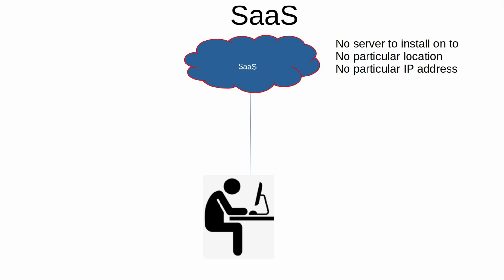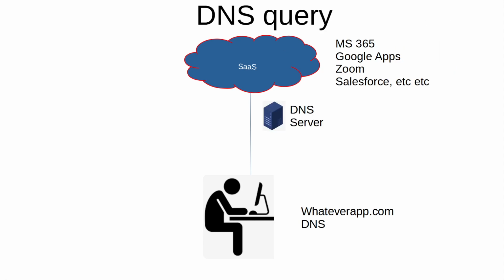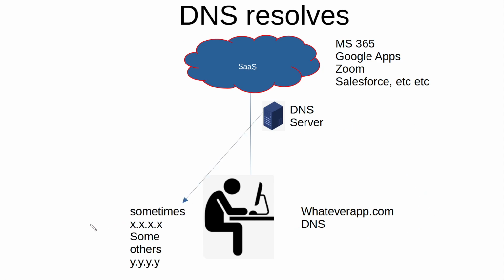So your device will try to use some host name, and your operating system will query a DNS server in order to get this host name result. Sometimes it will result to an IP address, some other times it will result to a different address. So we don't know many details about these applications. We don't know where they are hosted. We don't know where they are located geographically. We don't really know to what IP address they will always result to.